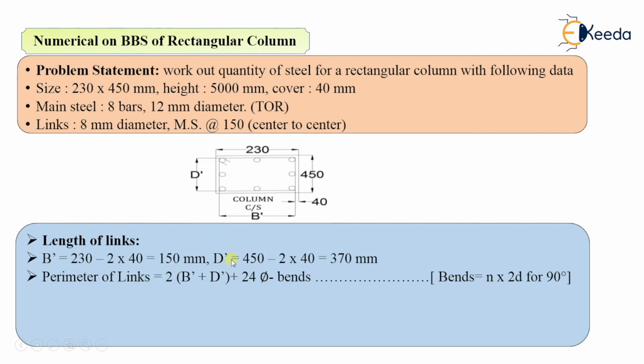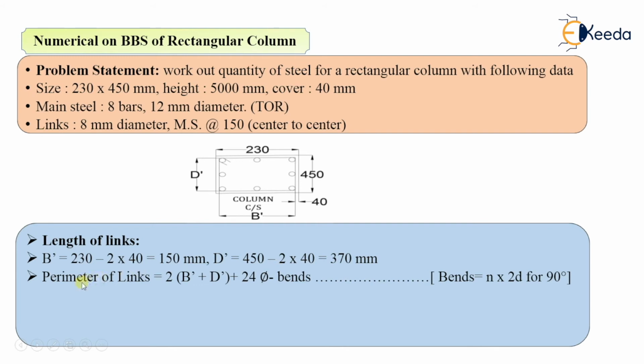Then similarly you can calculate the D dash value. What is D dash? 450 minus 2 times cover, that is cover from this side and subtracting cover from this side. So that is what I have written here, 450 minus 2 into 40, which comes as 370 mm.